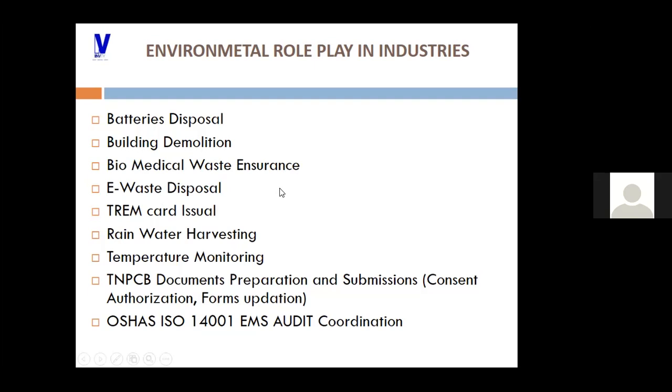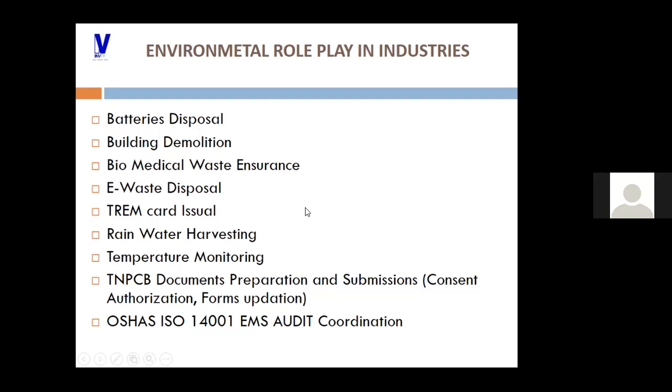And TREM card. This is one of the important ones. Once we send all the hazardous waste to the authorized persons, it's called TREM, meaning Transport Emergency card. As per the PCB norms, we should give the TREM card to the vehicle drivers. So issuing of the TREM card also comes under the environmental department. And rainwater harvesting, temperature monitoring, workplace temperature monitoring. Normally, temperature monitoring comes under the maintenance team. In some concerns, the environmental department does this activity separately.